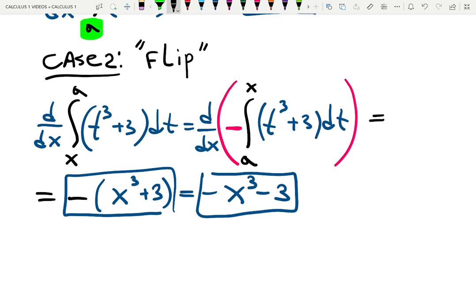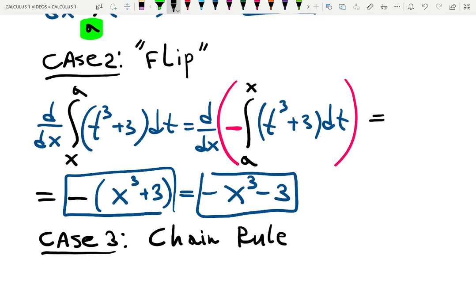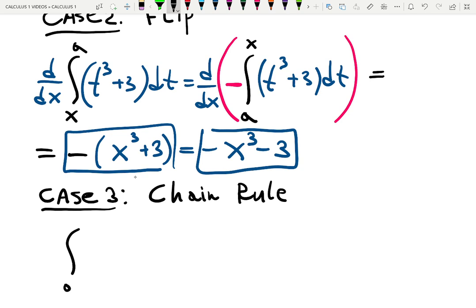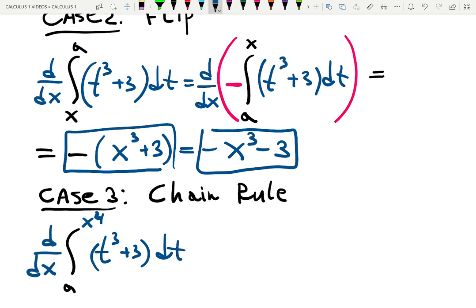Case 3 will be the most confusing one, but if you practice a little bit, it's not that bad. Chain rule, your favorite one. I know, right? So you will have an integral from a, and let's say it's going to be not x, but let's say x squared. Yeah, let's do x to the 4, then it will be even more fun. Same t cubed plus 3 dt and derivative of that.